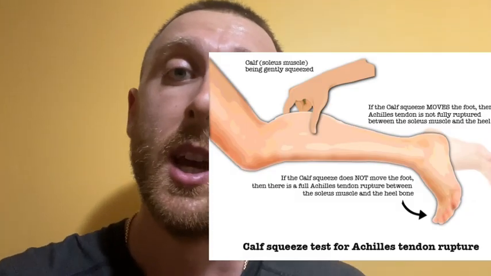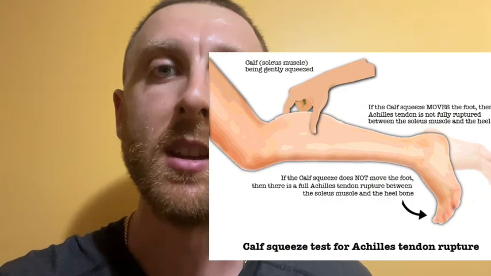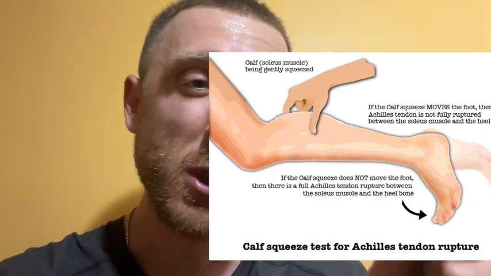Is it a full rupture or a partial rupture? Obviously, we wouldn't be able to know for sure without an MRI or doing the objective examination of him. There is a common test. It's called the Thompson test, or the calf squeeze test. So basically, you get the individual lying on their stomach, and then you squeeze their calf.